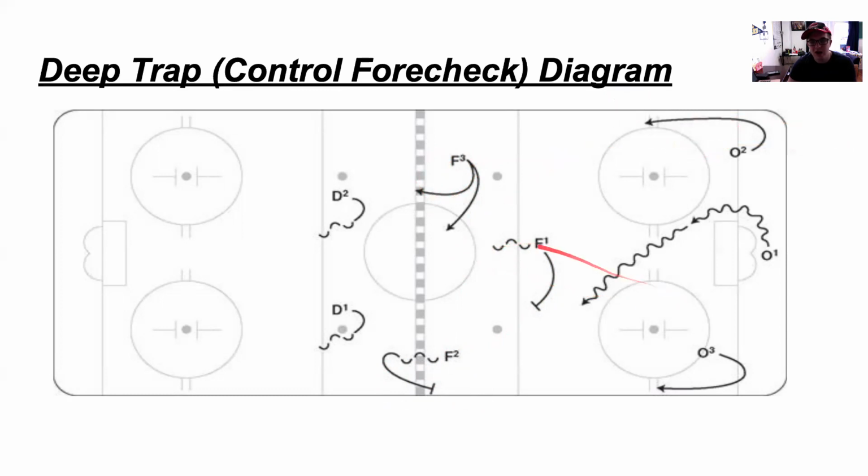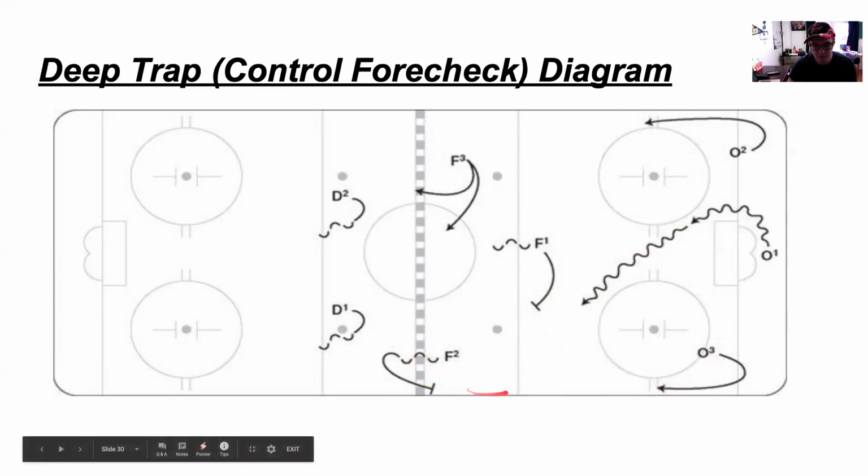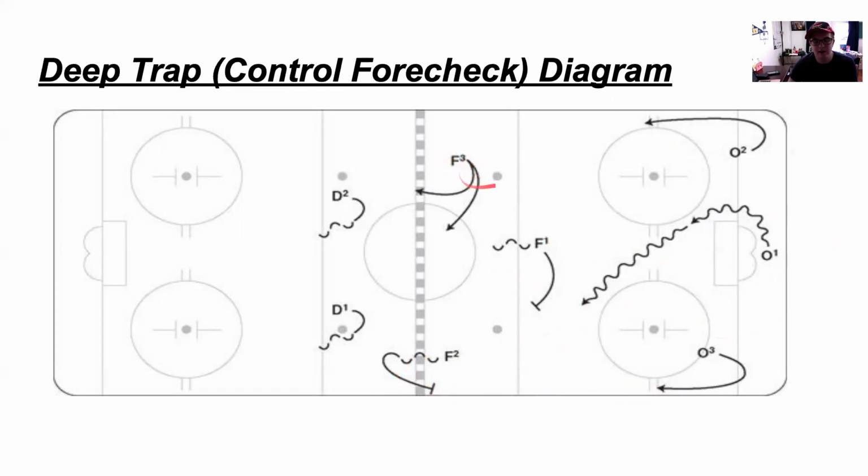So F1's trying to prevent O1 from coming out of the blue line. Then if O1 makes a pass to O3, F2's got to stand up and make sure O3 doesn't cross that red line. Okay, and then F3 in this scenario has to make sure O2 doesn't, if he or she has the puck, even without the puck too, got to make sure you're not coming over the blue line.